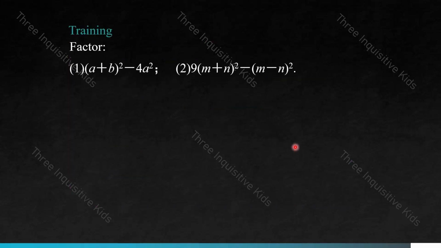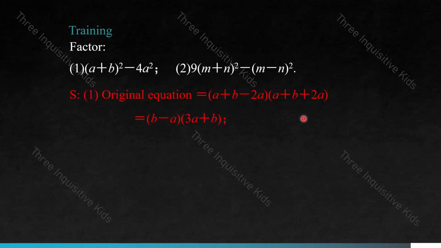Let's do some more training. Pause the video and simplify these two expressions. The first one, we have (a plus b minus 2a) times (a plus b plus 2a). We can simplify this as equal to (b minus a) times (3a plus b).